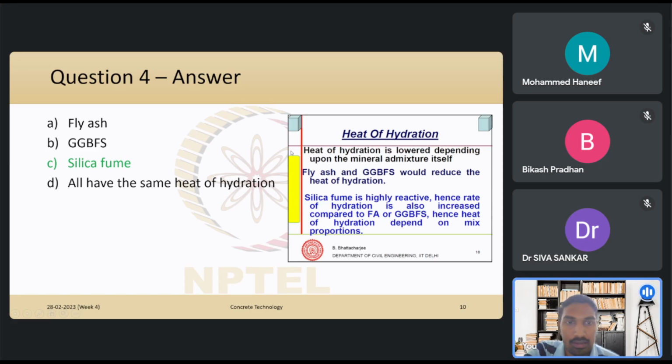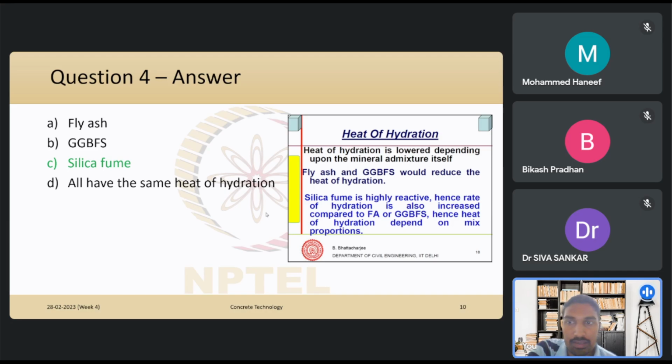So among all the different admixtures that are given here, why is that? What is the relation between the heat of hydration and the reactivity? We already saw this, right? From week 1 we have seen that the most reactive component will release the most heat during its hydration process, right? We saw this in the case of the OPC as well, where among the different components it is the C3A that is highly reactive and had the highest heat of hydration, right? So similarly, among the admixtures, silica fume is highly reactive and therefore it has the highest heat of hydration.